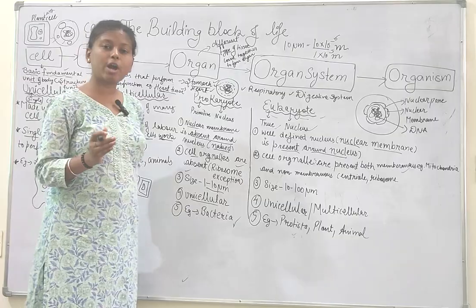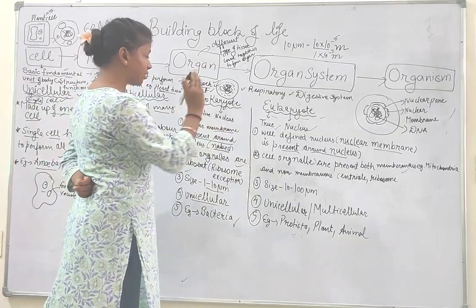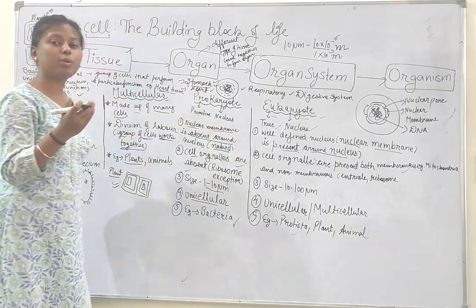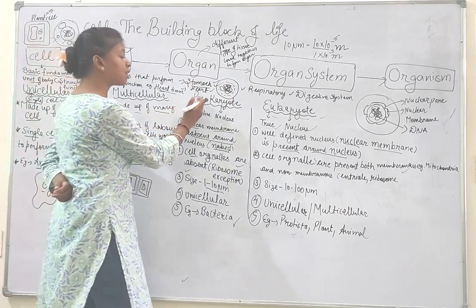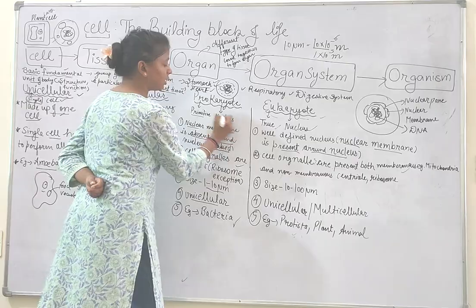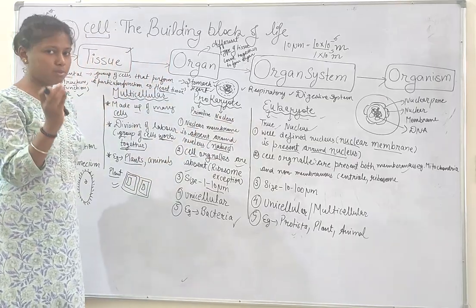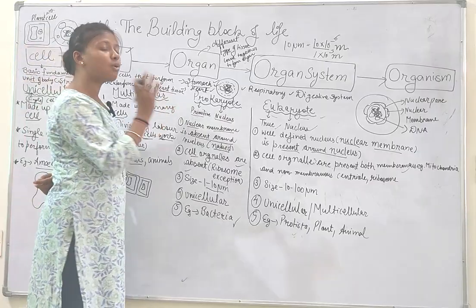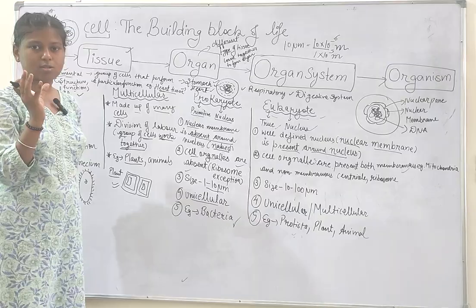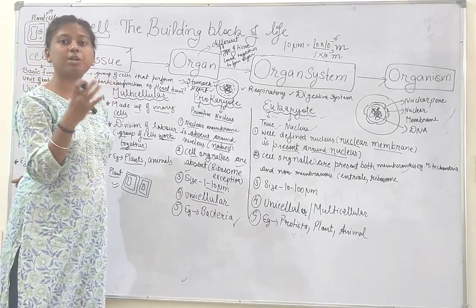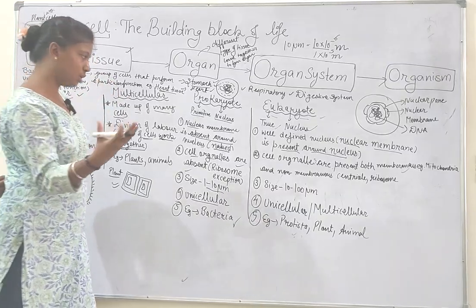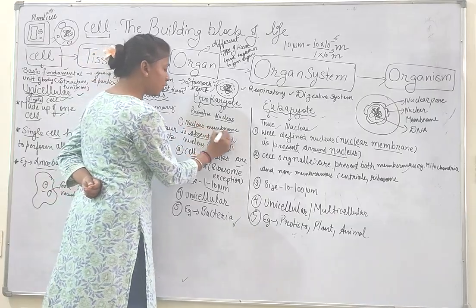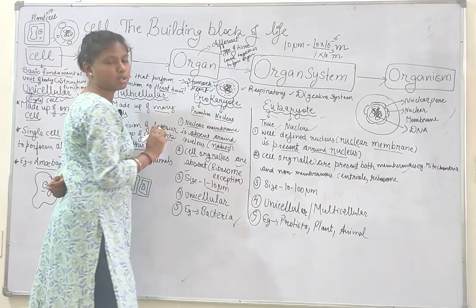After that, we come to the prokaryotic and eukaryotic cells. Now, what do you mean by prokaryotic cells? Prokaryotic cells mean primitive nucleus. Pro means primitive, karyote means nucleus. So, those organisms which have a primitive nucleus. Now, what do you mean by primitive nucleus? Primitive nucleus means the nuclear membrane is absent around the nucleus.